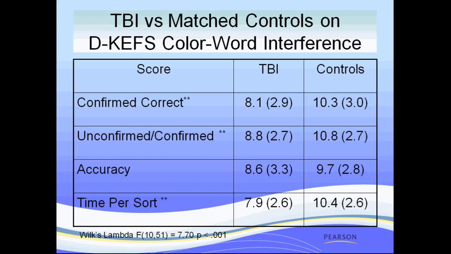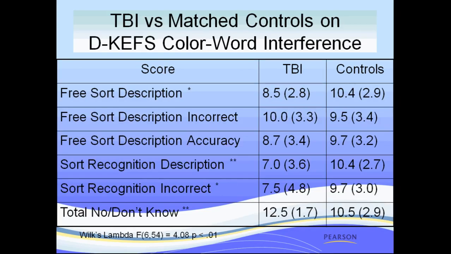You'll see here their scores are around 8 and 8.6 on the free sort condition. And then on the recognition description, they're down at 7. And this is statistically worse than their free sort description. You'll see this total "don't know" is 12.5. That means it's good. It means they don't say that. They don't say, I don't know. That's very good. Normal kids average a couple of times saying, I don't know. What they'll do is give you an incorrect response, and that's where you see the sort recognition incorrect.